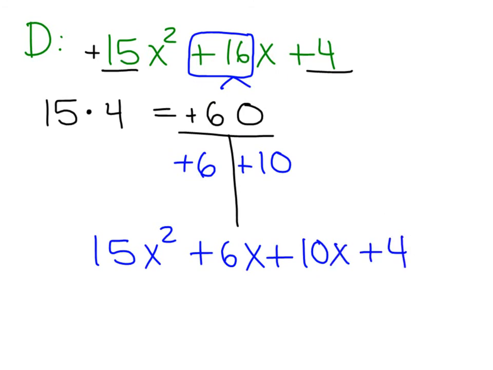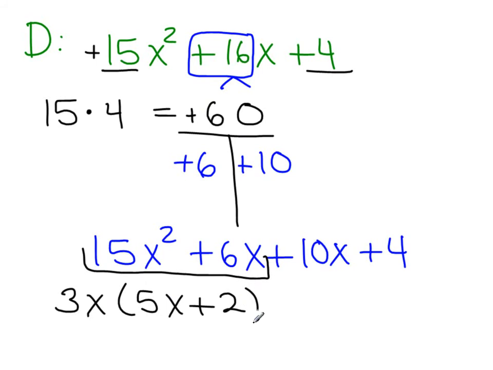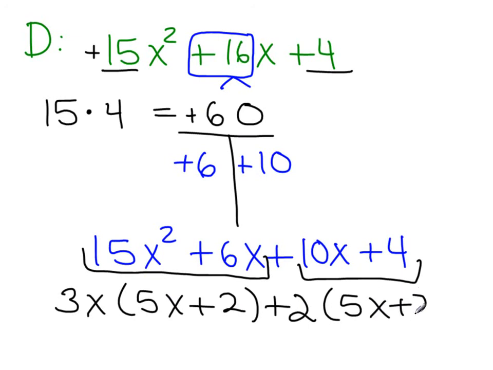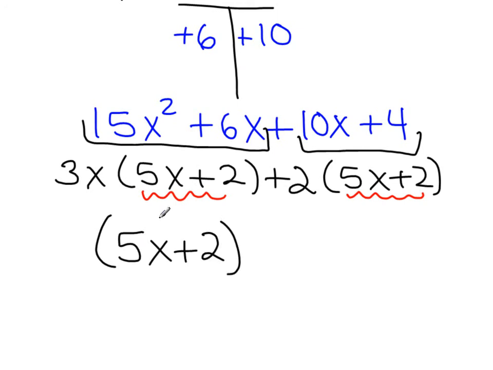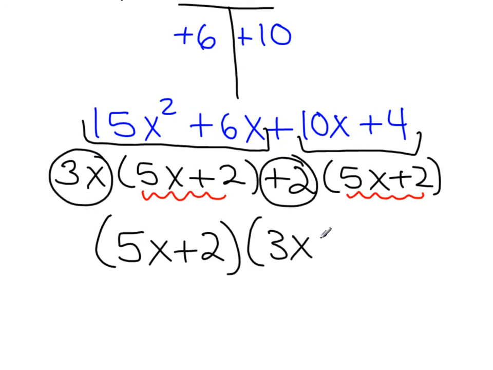So we'll group the first two together. The GCF between them is 3x. Left behind is a 5x plus 2. We'll group together the second two. The GCF is 2. Left behind is a 5x plus 2. And that new GCF emerged between the two. That 5x plus 2 is the same. So we're going to go ahead and factor that out. And left behind is the goop in the front. So we have 3x plus 2.